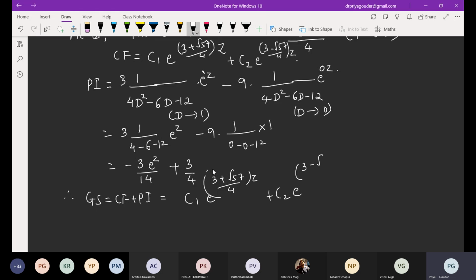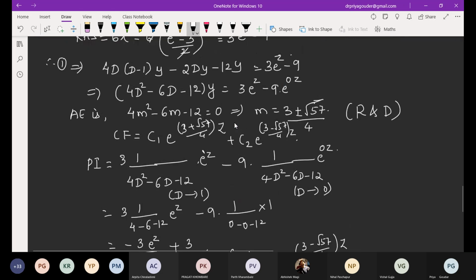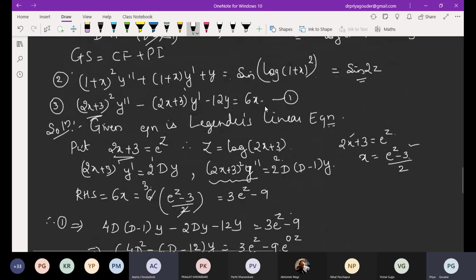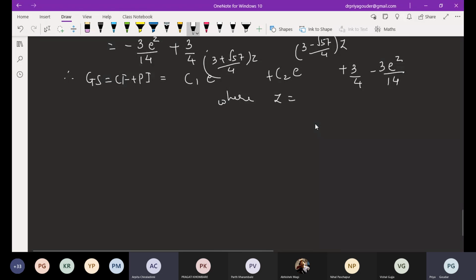But don't apply this for all examples. I have never done it, because this is complicated. Plus 3 by 4 minus 3 e raised to z upon 14. No problem. Here we can substitute, but don't substitute partly. This is the GS, where this step is important. What is z? Check here: log of 2x plus 3. That has to be written. Z is log of 2x plus 3. Are you getting it? Yes.